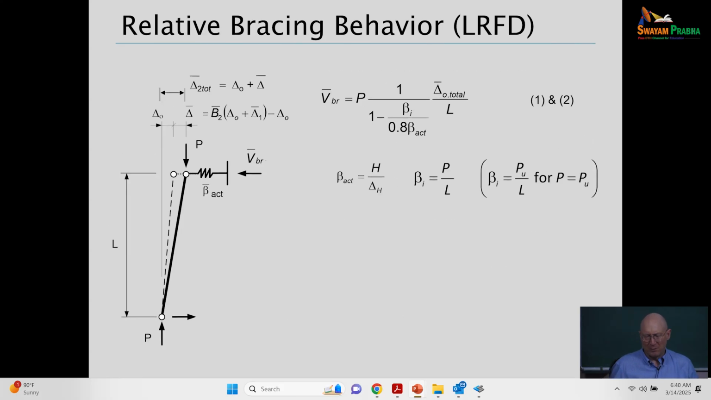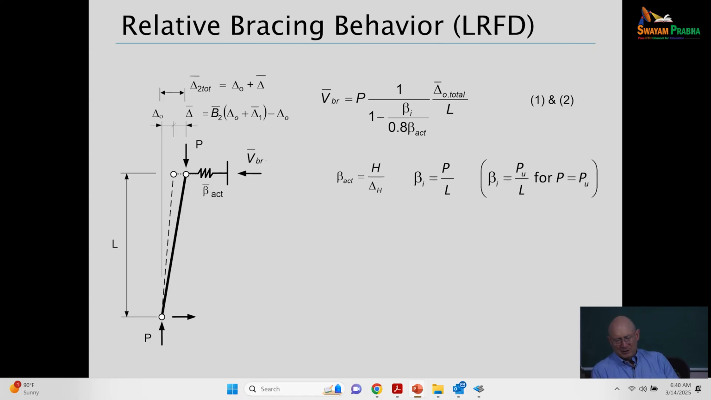So let's look at how the bracing behavior works. Let's take the equation we've just derived, but where we've been writing it with a P subscript U, the axial force at strength. Let's say that P is variable and we're varying P from 0 up to PU.